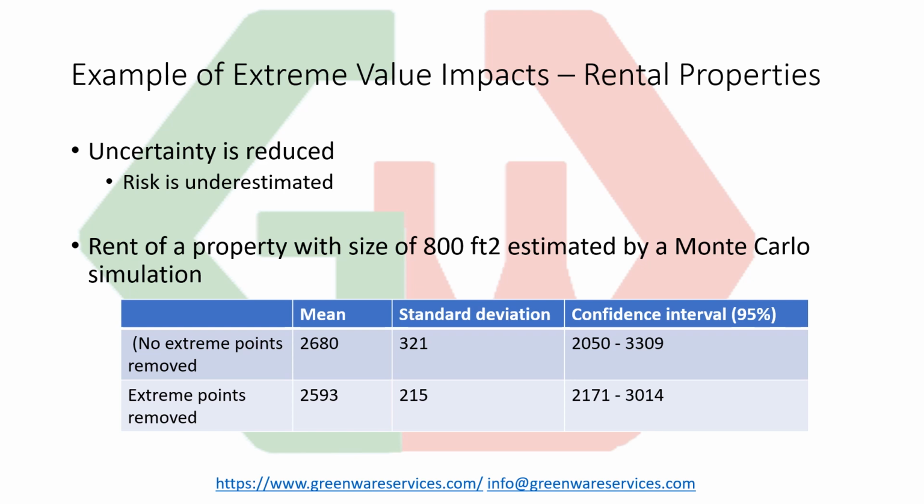The biggest impact of the extreme values would be on the uncertainty level when we do risk analysis. Using the 2 models of the rental properties, we will run a Monte Carlo simulation to estimate the means and standard deviation. So we use a property with a size of 800 square feet, and we run 1000 iterations. The Monte Carlo simulation outputs the mean values and the standard deviation here.